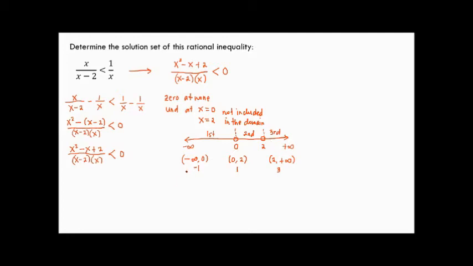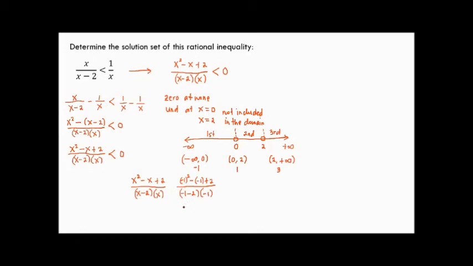So, ang gagawin natin sa test value is substitute natin siya dito sa ating simplified expression. We have x squared minus x plus 2 all over x minus 2 times x. So, ulit natin i-substitute negative 1 squared minus negative 1 plus 2 all over negative 1 minus 2 times negative 1. Then, simplify natin.